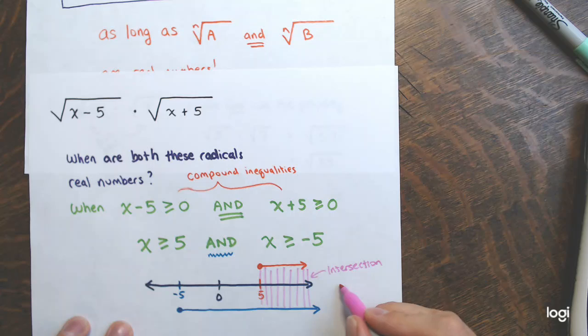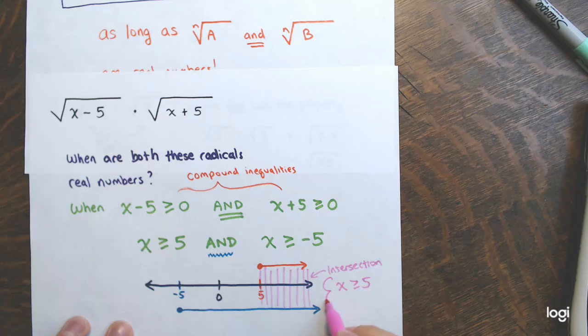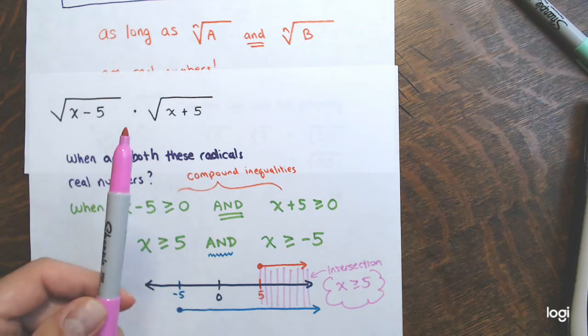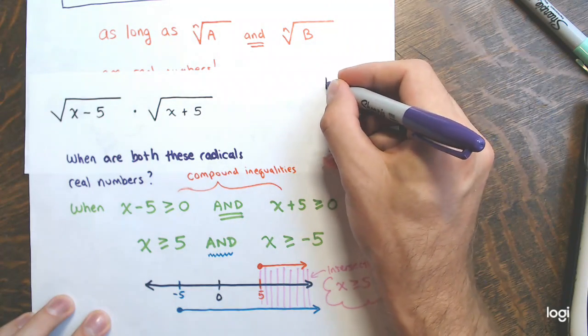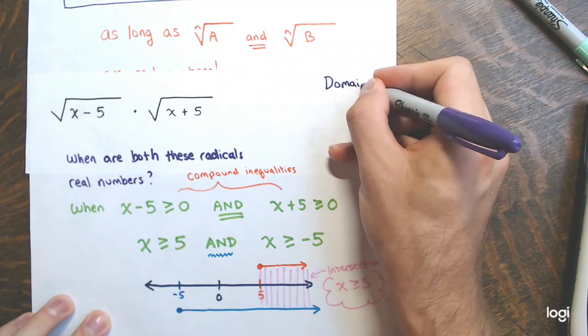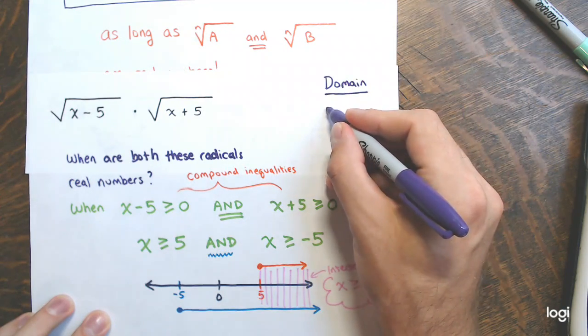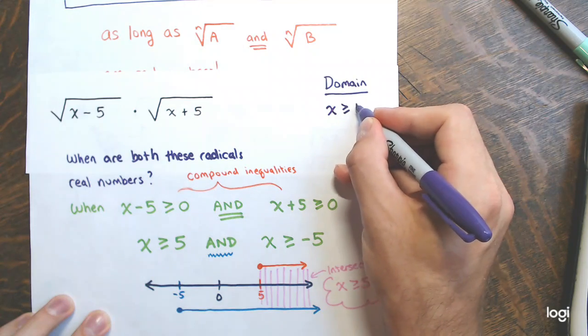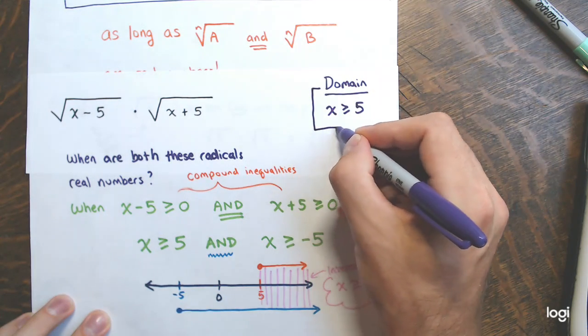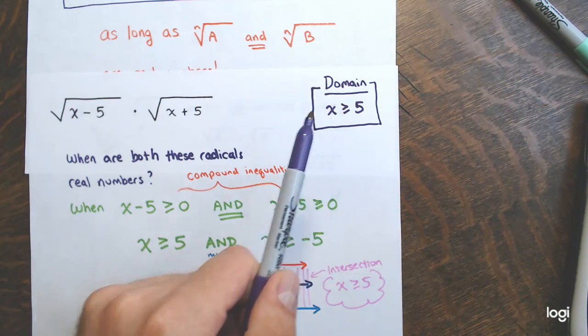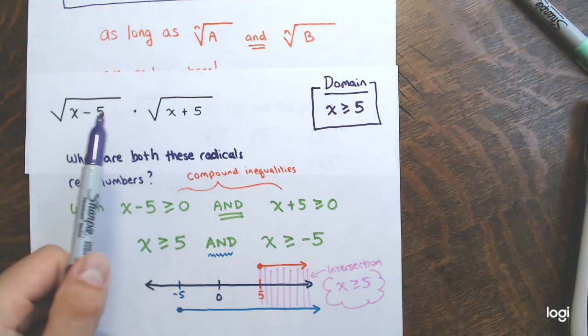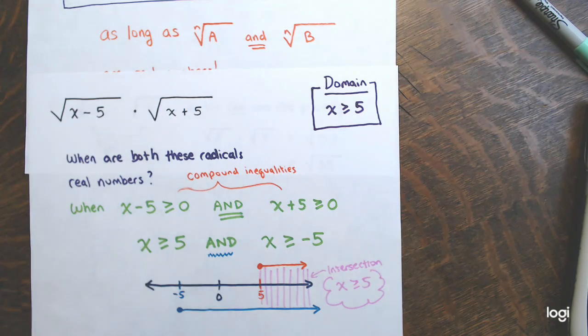Well, the intersection is simply, again, the numbers 5 or greater, when x is greater than or equal to 5. So right here, this gives me what's called the domain of this expression. What's allowed to be plugged in to this expression. Okay, so the domain of this expression is simply values of x that are greater than or equal to positive 5. Now this isn't the answer or anything, but it's just telling me what's allowed to be plugged in for these values of x to make both these radicals real.